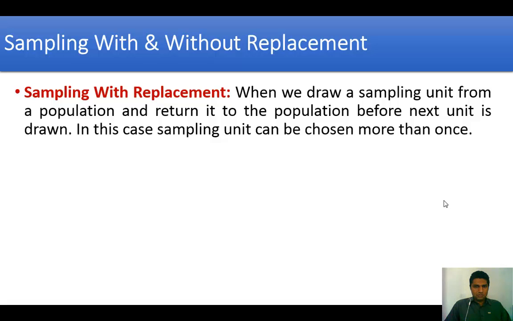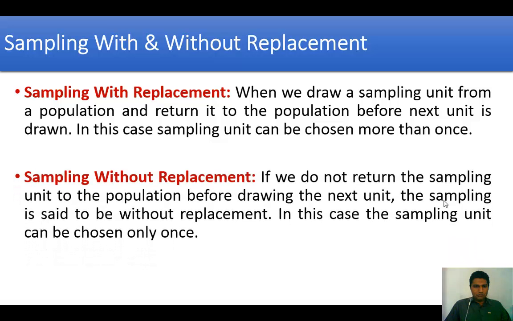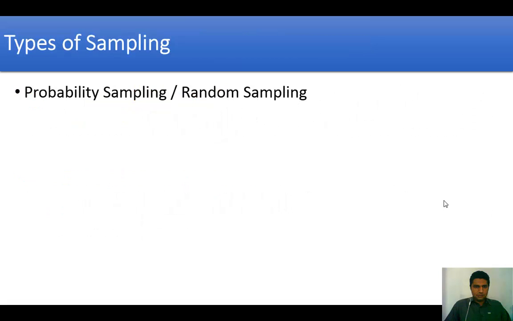Sampling with and without replacement. If we replace the first drawn unit to the population before drawing the next unit, the sampling is said to be with replacement, whereas if we do not replace the first unit back to the population before drawing the next one, the sampling is said to be without replacement.